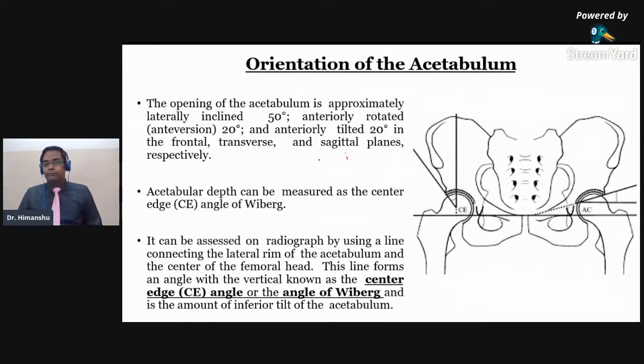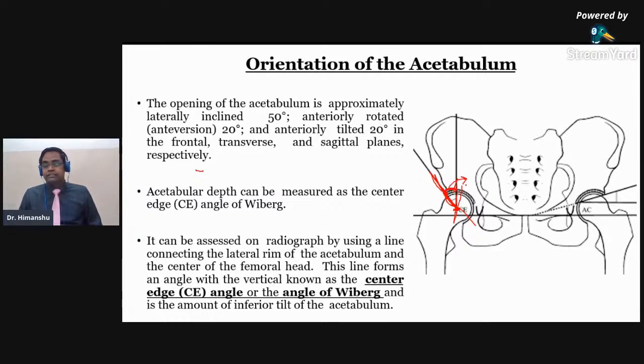So the acetabular depth can be measured using an angle. It is called the angle of Weber. It can be assessed by using a radiograph. What you do is you connect the lateral rim of the acetabulum with the center of the head of the femur. You can see it here. This is the center of the head of the femur and this is the lateral rim. So we draw a line that connects both these points, and we draw a normal vertical line and see the angle between these two lines.